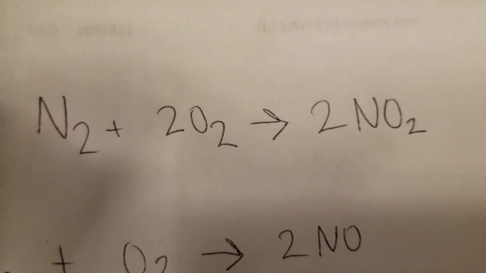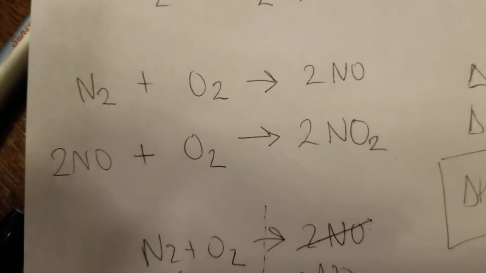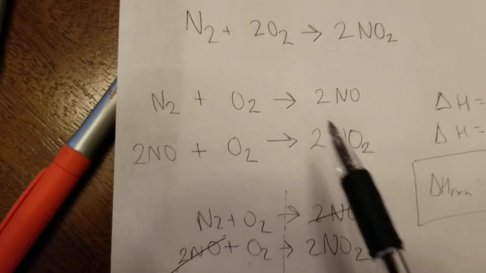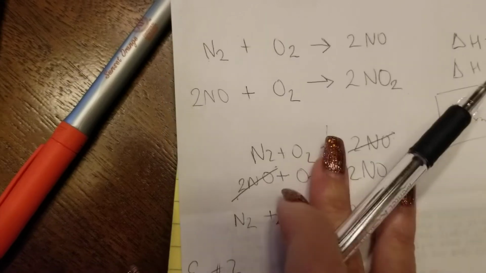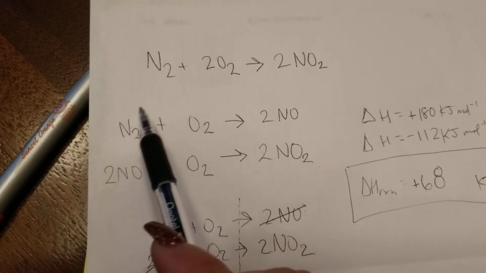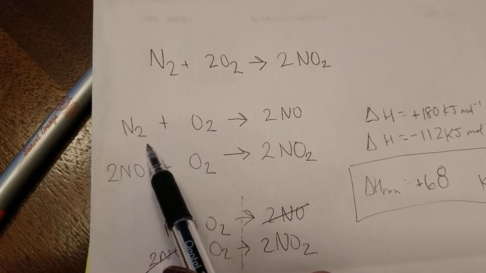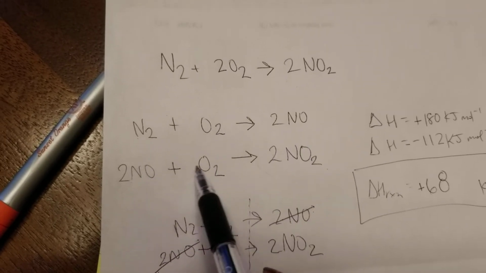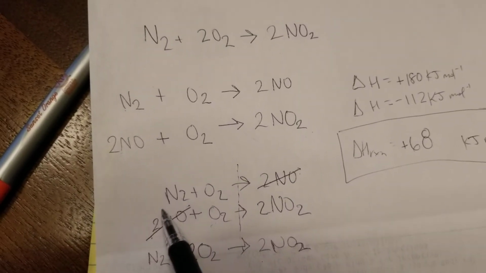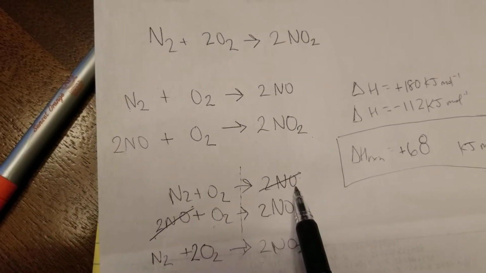So this is what I want. Look at what I'm given. I notice that I want N2 to be on the reactant side. Since I want N2 on the reactant side, this one should stay the same because N2 is already on the reactant side. Notice that N2 doesn't show up anywhere else, so leave that one alone. Rewrite it: N2 plus O2 makes 2NO.